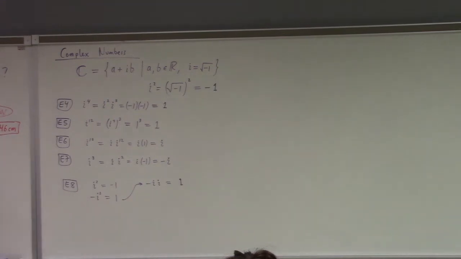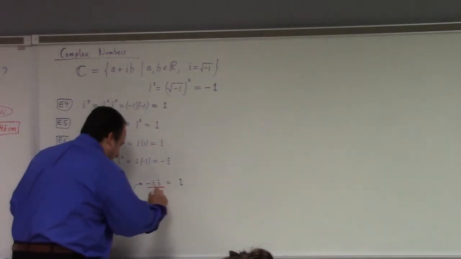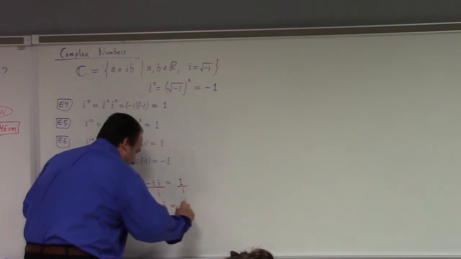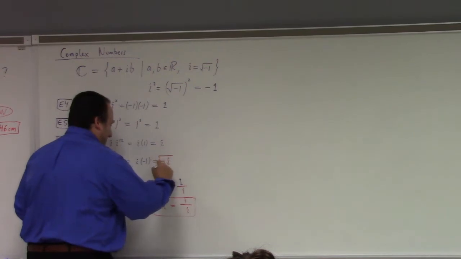Then do what? I could divide by i, right? What would that show us? Exactly. Negative i is equal to 1 over i. So, I mean, that's kind of weird, right?